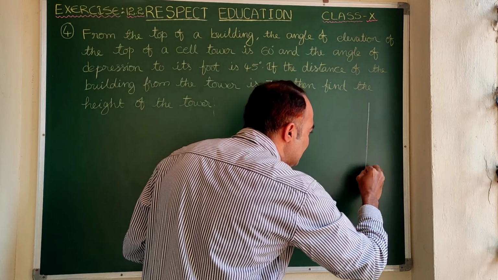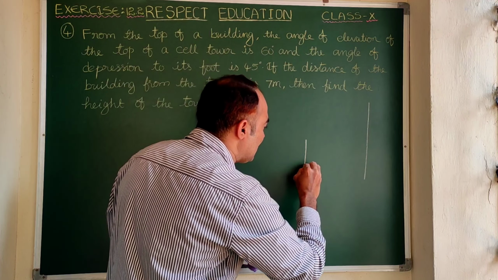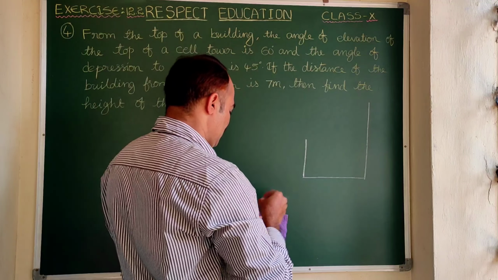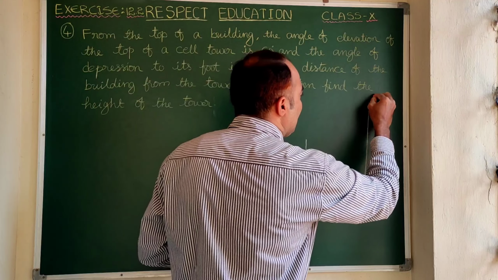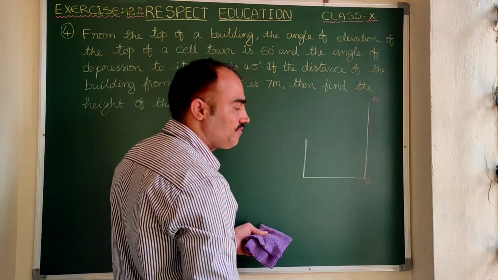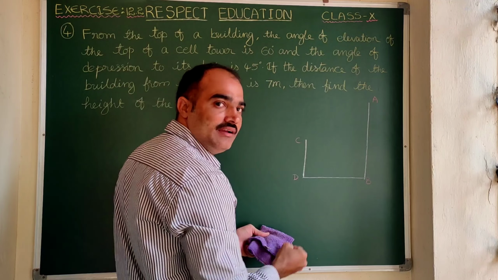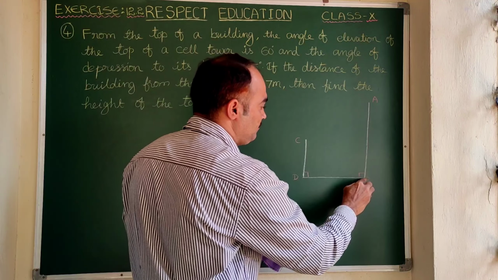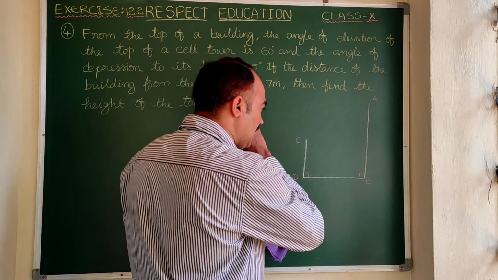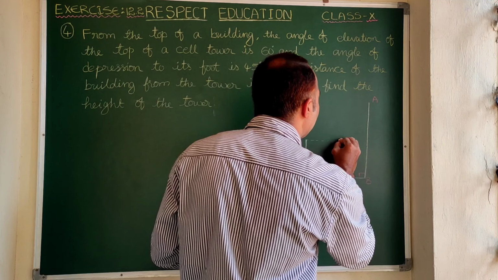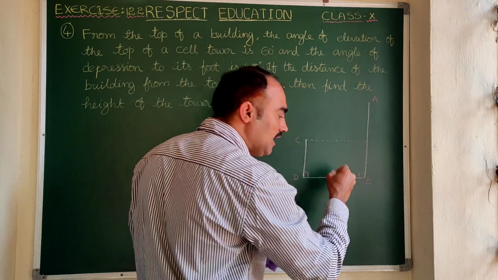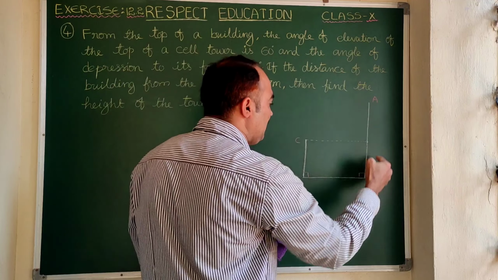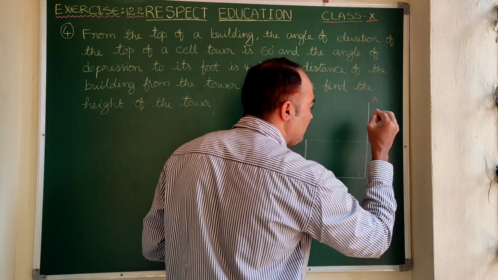Consider this as the cell tower and this line represents the building, and both stand on the earth. So here let us label it as, let AB be the cell tower and CD be the building, as well as angle D and angle B both are 90 degrees each. Now let us draw a parallel line, horizontal line which is parallel to the earth, and this point we can take as point of coincidence. Let us name it as E.